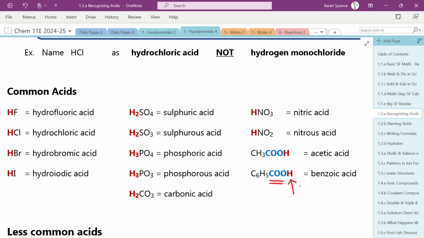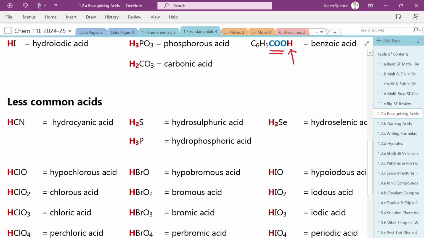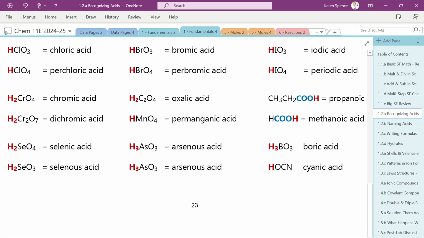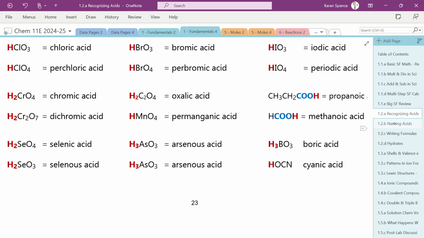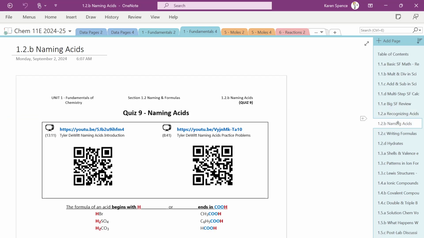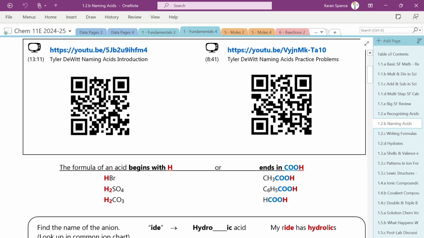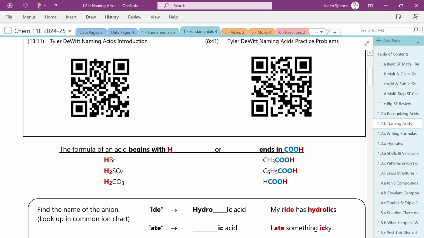And if you're ever like, I would just like to know the name of an acid, you have a list of virtually every acid you could ever need to know right here. All right, but we're going to refresh on how to name acids and go over a few things in case you've forgotten them, okay? So moving on to page 24. There's videos if you want, you can watch them. You may already have done so over the summer.